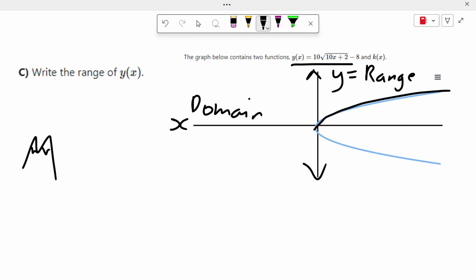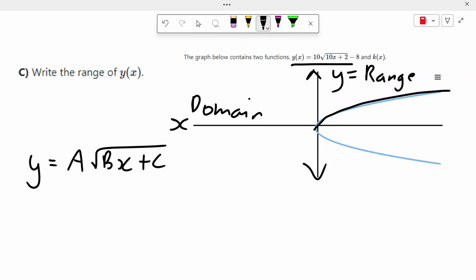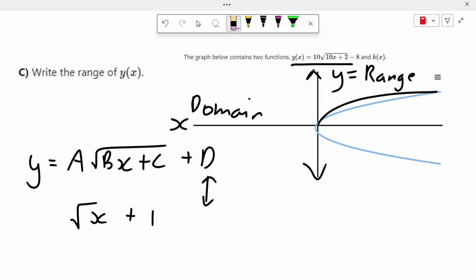Okay, so what is the standard equation for square roots? All right, so we're going to say that y is equal to a, all right, bx plus c plus d, and we can see that d moves the function up and down, right? If we just have the square root of x, it looks something like this, just straight up. But if we have plus 1, well then this guy is moved up by 1. Okay? And that's going to be important.